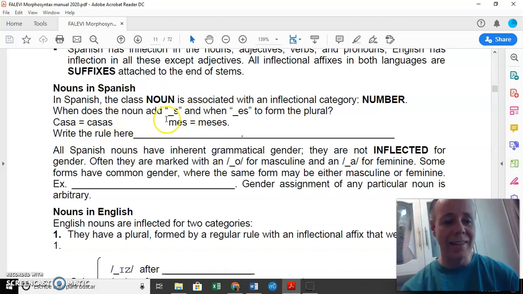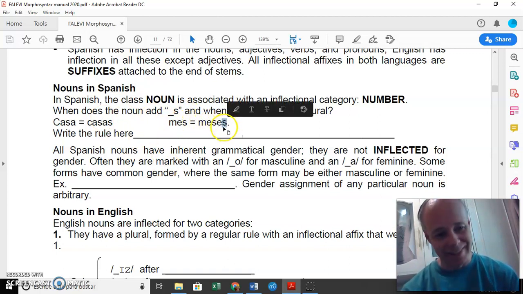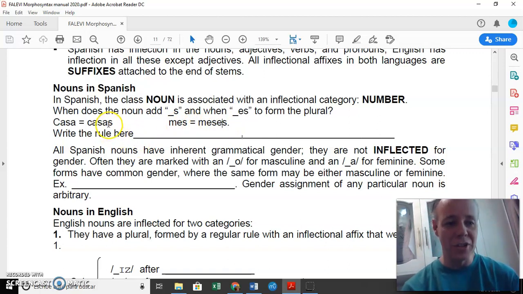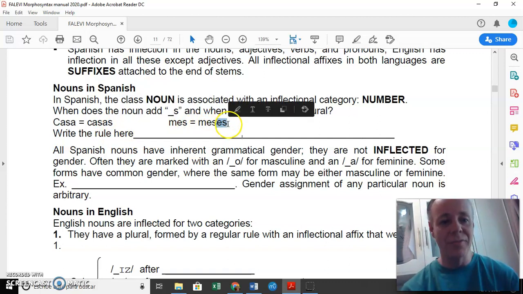For example, casa plus s is casas. Okay, mes plus es is meses. Okay, so the inflection is the s for plural and the es for plural as well, depending on which rule. What is the rule?